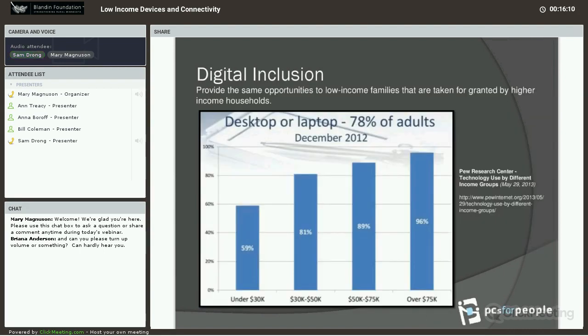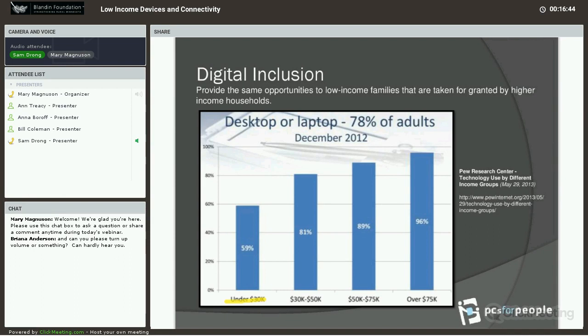One statistic here that I like to include, which I realize is starting to show its age a little bit since it is about half a decade old, is that we still see a lot of desktop and laptop ownership gaps. Specifically, the people that we at PCs for People deal with, with household incomes under $30,000, are far less likely to own a computer, let alone have internet at home. So that's really who we're trying to work with.